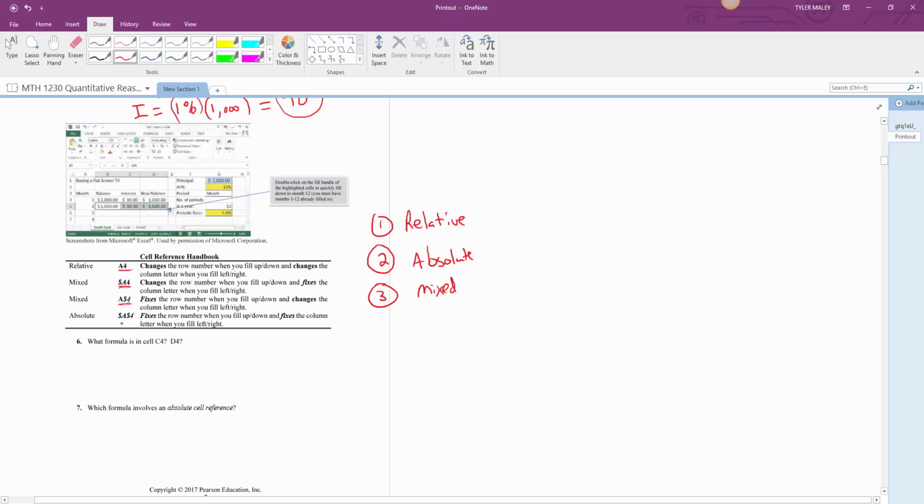Then lastly, the absolute. This is where both the row and the column are locked in. So no matter how I fill this, up, down, left, right, everything is fixed. It won't change.